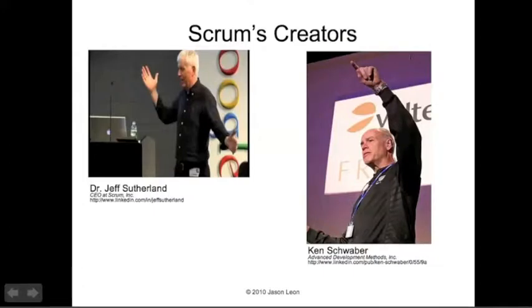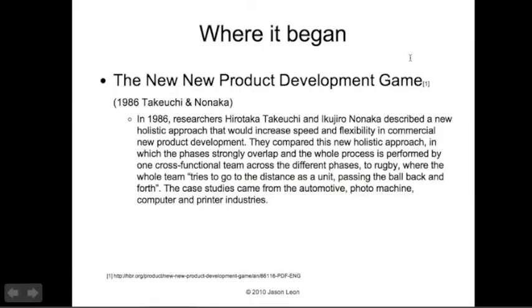These are the guys that invented Scrum, but they did so with help by adapting other ideas. That's Dr. Jeff Sutherland on the left and Ken Schwaber on the right. It began with a document called the New Product Development Game back in 1986, which was basically a document that looked at the automotive, photo machine, computer, and printing industries and took the companies that were doing better than their competition and evaluated why and how that was working, and thus the iterative approach, as opposed to what we'll talk about in a minute, the sequential approach, was born.